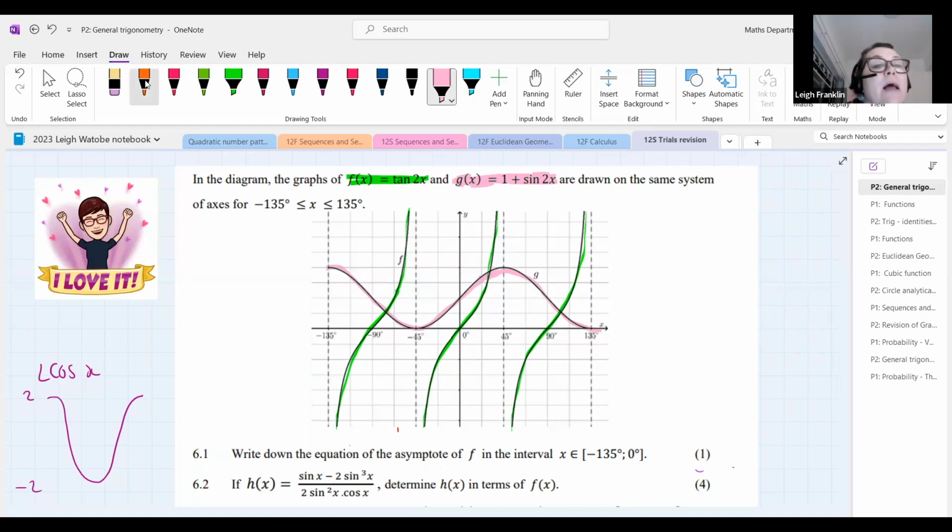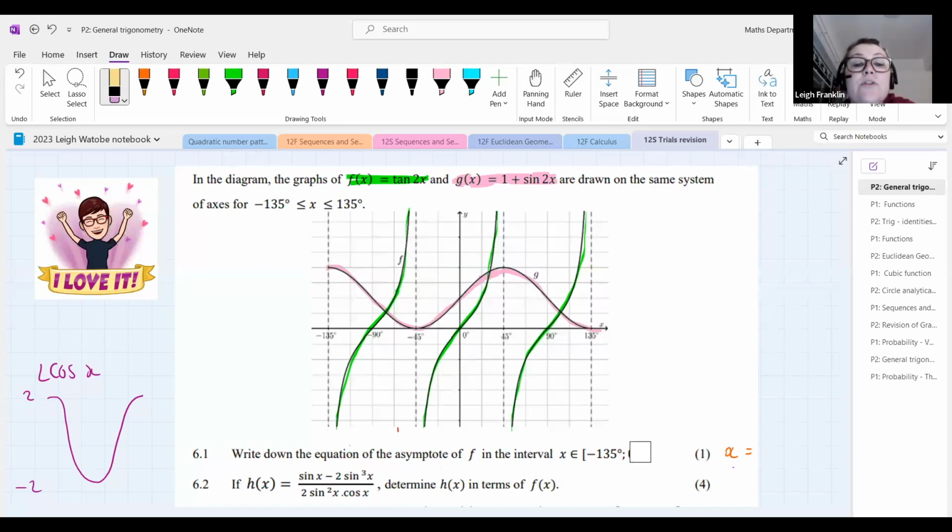Hope so. Okay. Let's have a look at the first question. The first thing that they want us to do is write down the equation of the asymptote of f in the interval between -135 and 0. That's pretty easy. That just comes from the graph. So what would be the equation of the asymptote in the interval that they gave us? In fact, I think there could be 2 answers here, which would be acceptable.